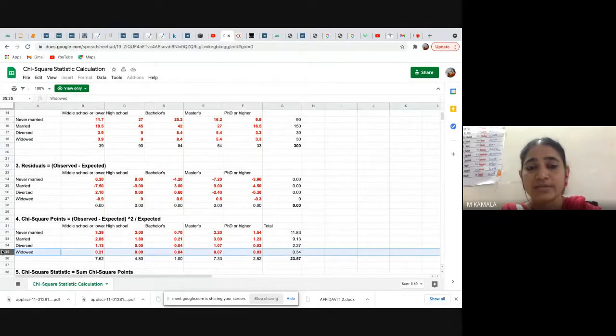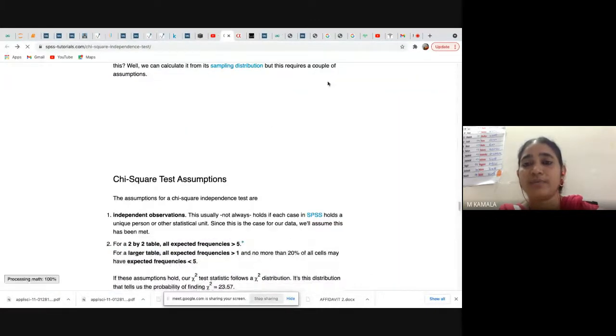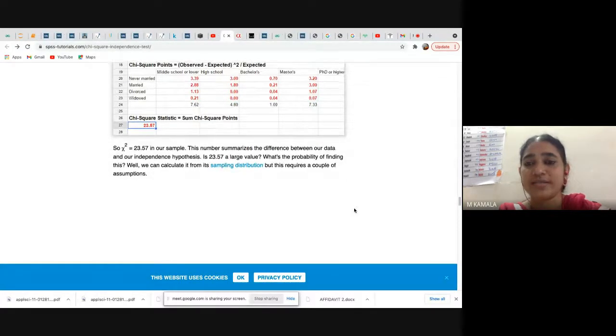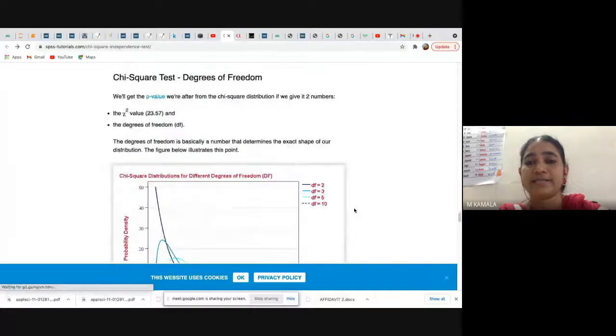Now if you take the row total or the column total, your final chi-square value you have calculated is 23.57. Now what is the interpretation of this? We need the interpretation of this now. Here comes the actual key point.